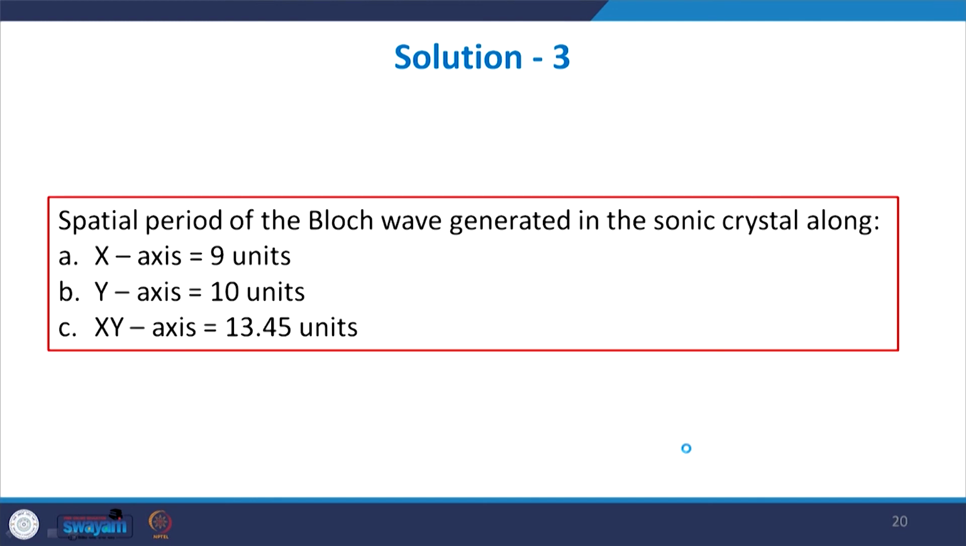To summarize the results, the spatial period of the Bloch wave in the sonic crystal along the x axis is 9 units, along the y axis is 10 units, and along xy is 13.5 units.